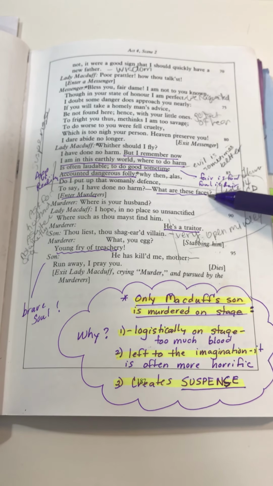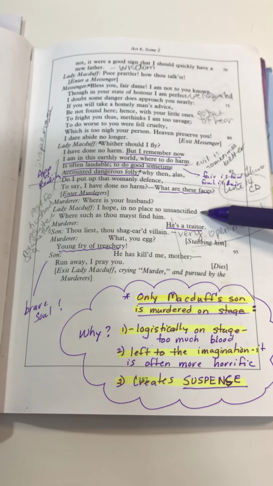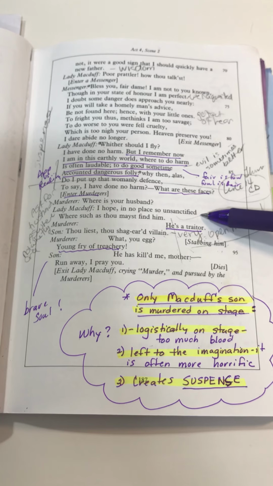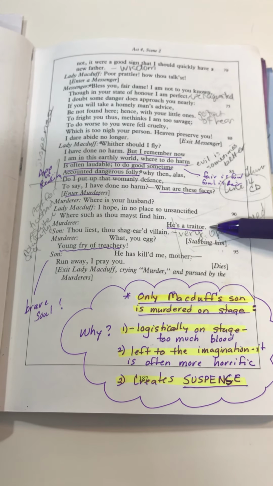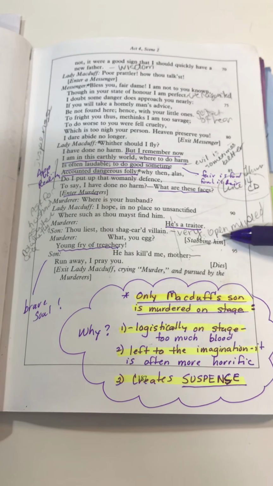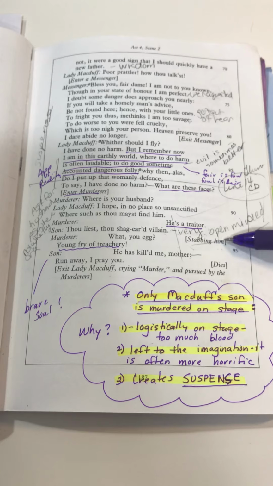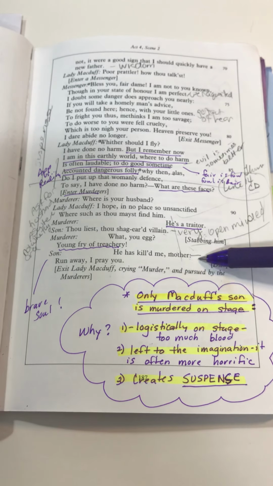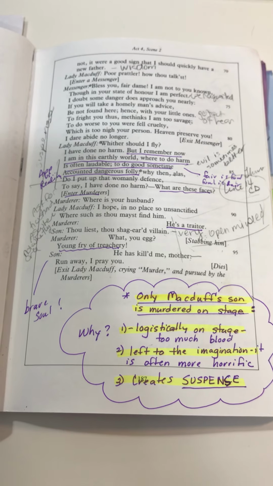Murderers. What are these faces? Where's your husband? I hope in no place so unsanctified where such as thou mayst find him. He is a traitor. Thou liest, thou shag-eared villain. What, you egg, young fry of treachery. He stabs him. Murder! Let us seek out some desperate place.